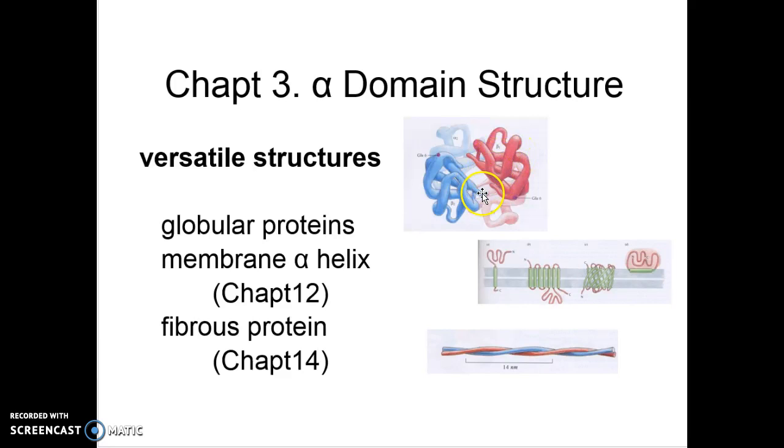They are very different, versatile overall. There are 3 categories in this group: globular proteins, membrane alpha helix, and fibrous proteins. Those 2 will be learned later.